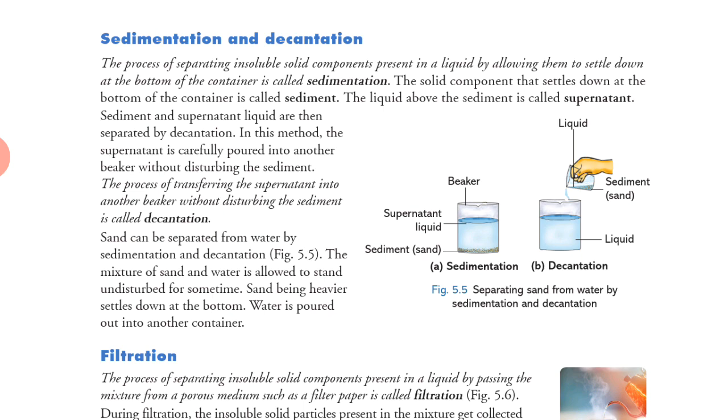Sand can be separated from water by sedimentation and decantation. The mixture of sand and water is allowed to stand undisturbed for some time. Sand, being heavier, settles down at the bottom. Water is poured into another container.